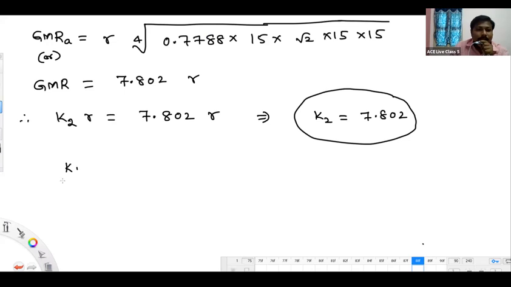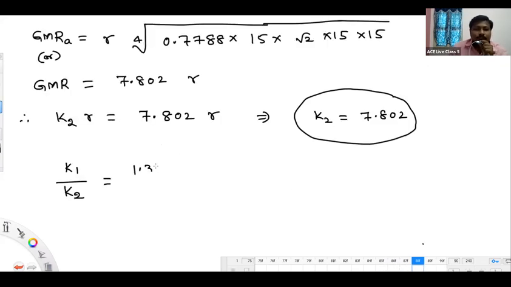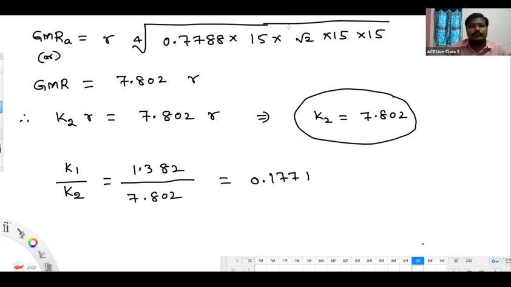Now, the question asks for the K1 by K2 number. What is the K1 value? 1.382. What is the K2 number? 7.802. Tell me, what is this ratio? 0.1771. So 0.1771 is the ratio K1 by K2, approximately 0.177.